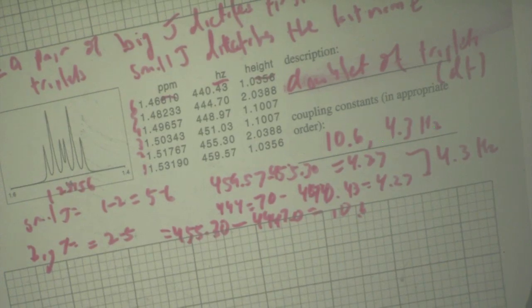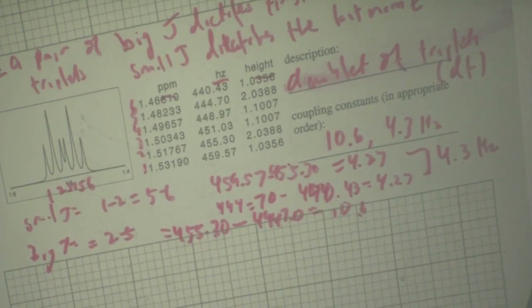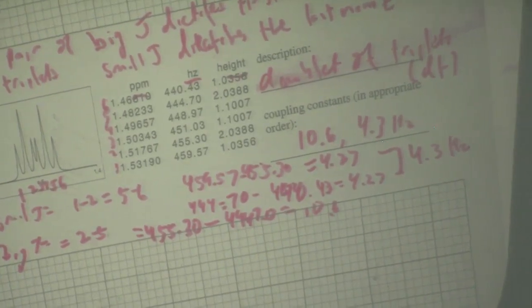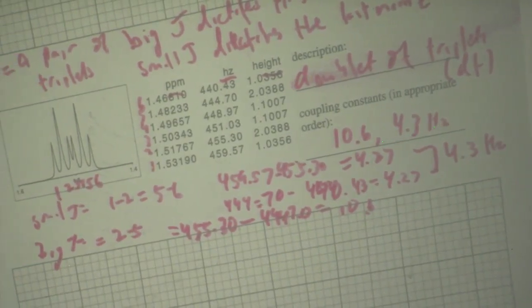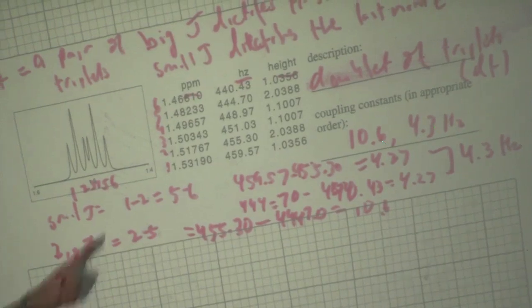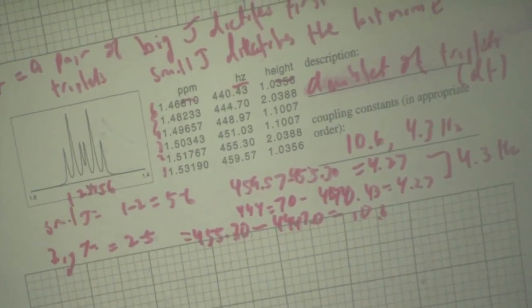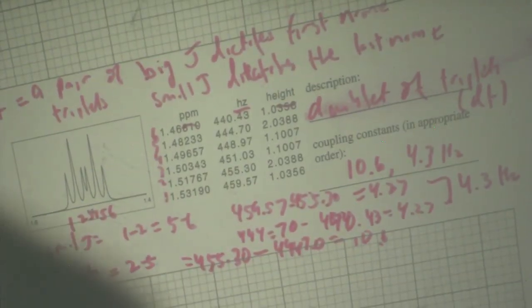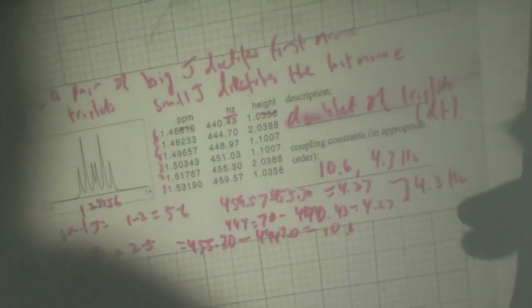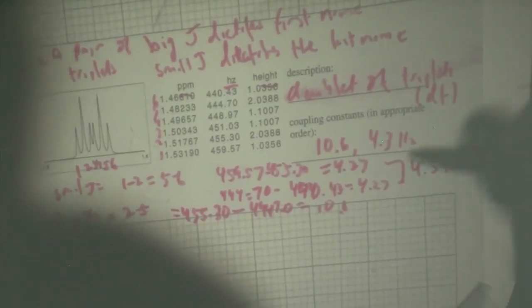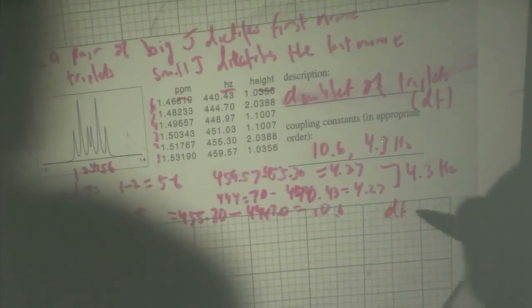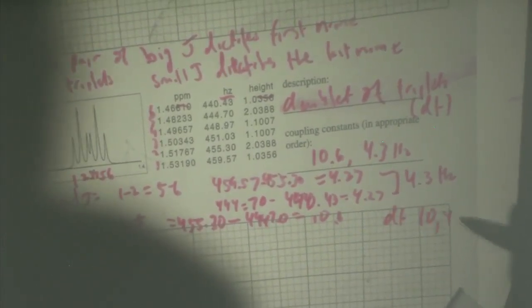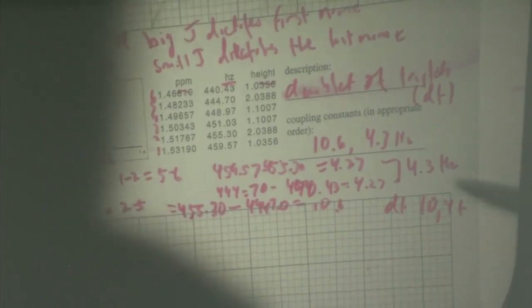It would still be considered a doublet of triplets, and I will show you we can do that pattern in a second. All right, so what I want us to do is work through and do a splitting diagram for this, and I have this graph paper here, and we'll do it just for the sake of ease. We'll do it as one box is a hertz, and what I'll do is a DT of 10 and 4 hertz, just to make it easy.